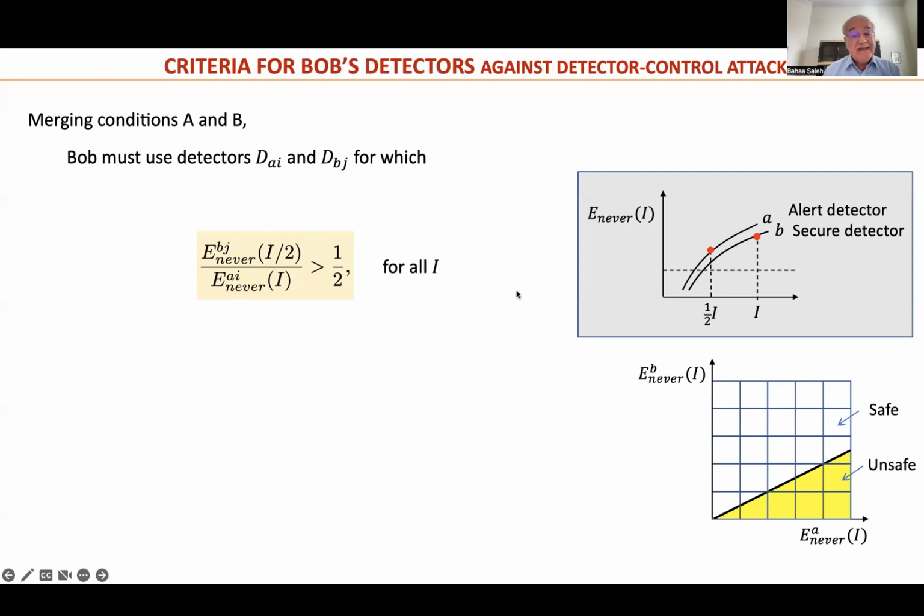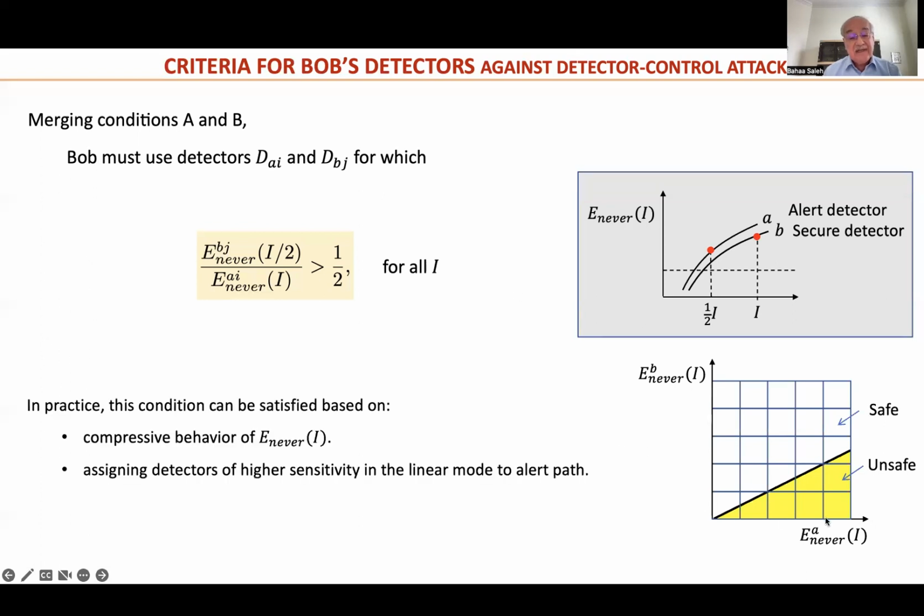Another way of plotting it is to plot E never as a function of I. Sorry, E never as a function of the blinding intensity for the alert detector and the secure detector. And because of the half, the slope is going to be half as much. So this yellow region is unsafe. And you'd like to work in the safe region by selecting the detectors. Could this be done? We showed that this could indeed be done.